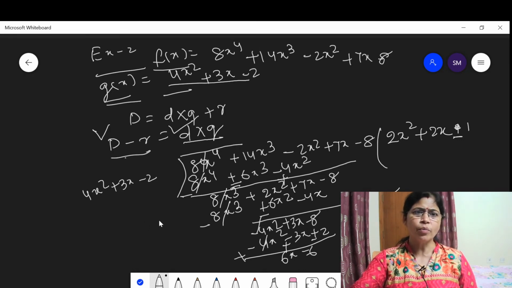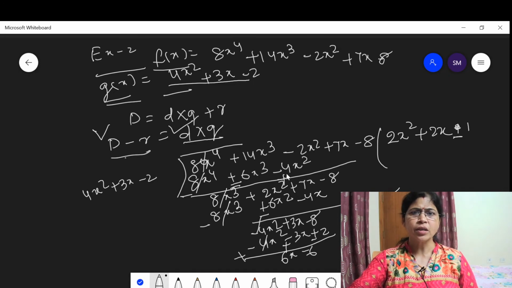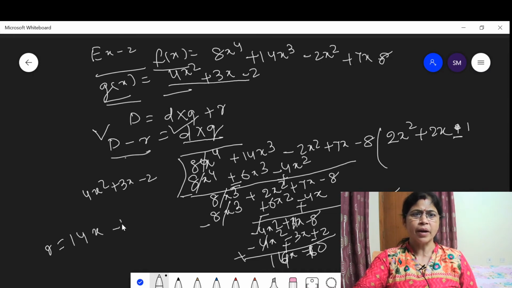Then when you look at here, yes, any doubt? 2x square plus 2x minus 1, yes. Then here 7x minus, plus, this is 11x plus 3x, this is 14x minus 6. Then look at here students, minus 8 minus 2, this is minus 10. Then here the remainder r is equal to 14x minus 10.